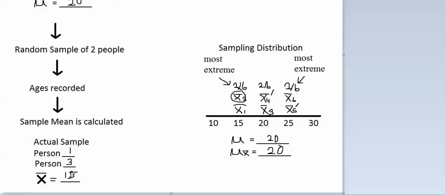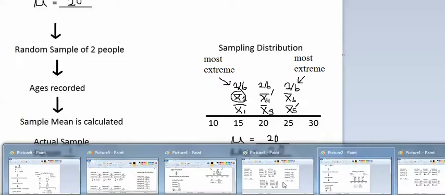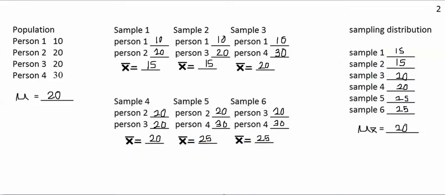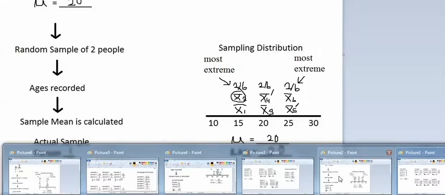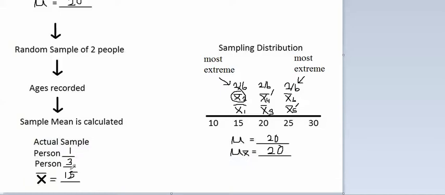And you would also put the mean of your actual sample right here. If you ended up selecting person 1 and person 3 as your actual sample, that means that you've selected sample 2. And the mean of your sample is 15. So you would put 15 right here as your sample mean. You would also circle x bar 2 to show that the mean of your actual sample was this sample mean right here. It was the mean of sample 2.